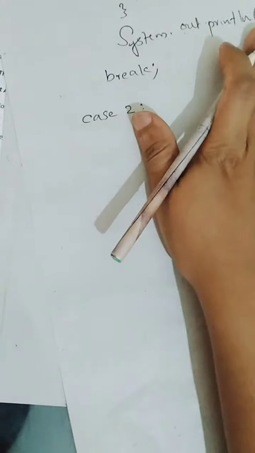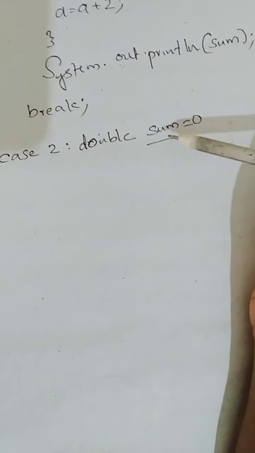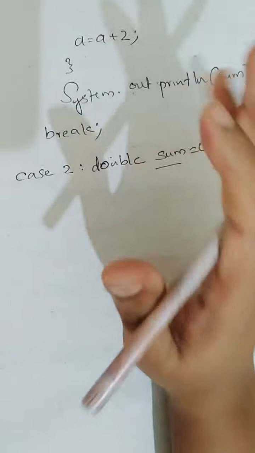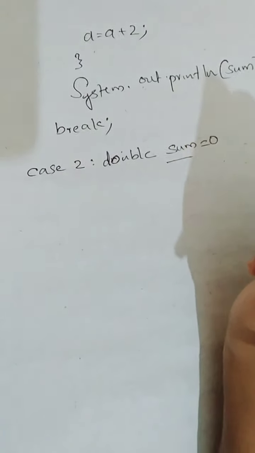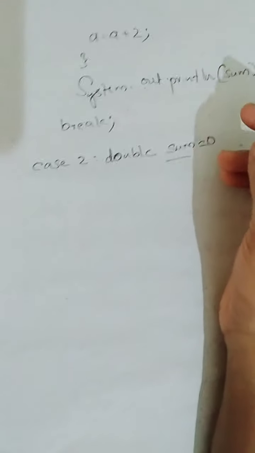Case 2, what again you have to find the sum. So here I will declare it as a double. Since it is division, you have a double sum is equal to 0. You can give sum. Why? In case 1 also I have taken sum, and case 2 also sum. Two variables with different data types. Does it show any error? No, it will not show any error because any one case will work at a time. So either case 1 will work or case 2 will work. So no issue if you take the same name.